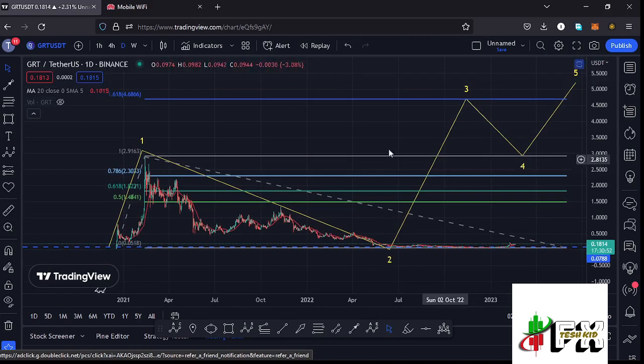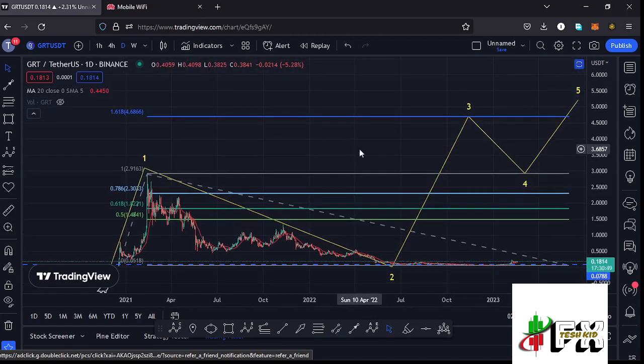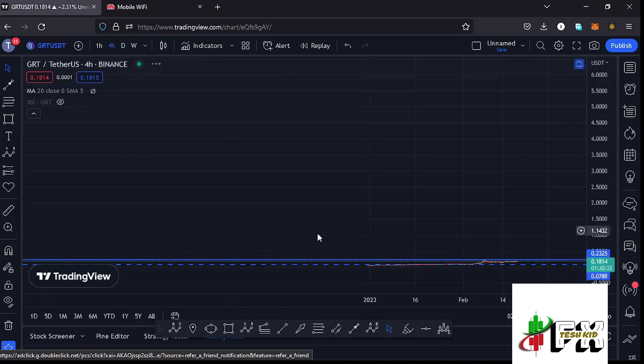And after seeing the formation of a larger Elliott wave count 2, whatever we expect here on the long-term scenarios is a massive bounce to the upside in the formation of that wave 3, where I have target areas to the upside in the formation of that wave 3 at the fib level 1.618, and that is at around the $4.6866 mark, and that is what I'm expecting GRT to do on the long-term scenarios.